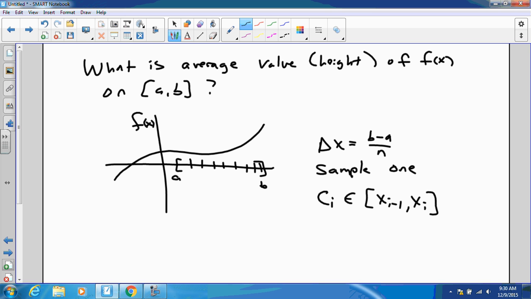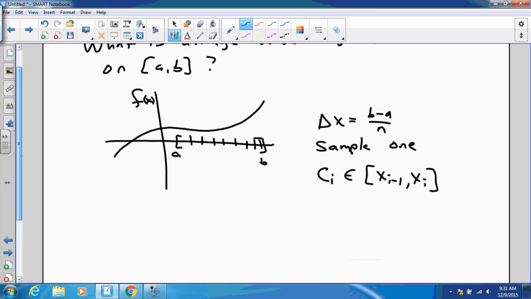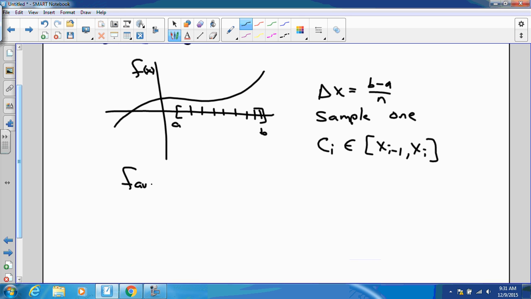I'm going to choose one x value c sub i out of each subinterval x_{i-1} to x_i. And then what I do, f average is going to be approximately equal to the sum from i equals 1 to n of f of c_i, all of that divided by n. Ta-da! I've just averaged my function.